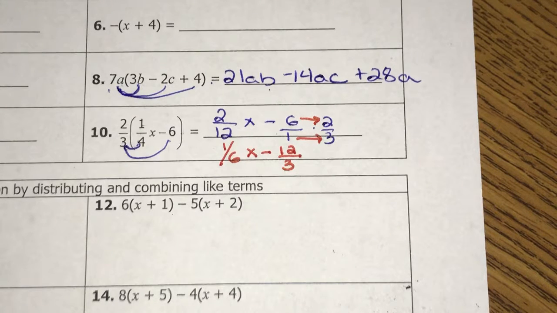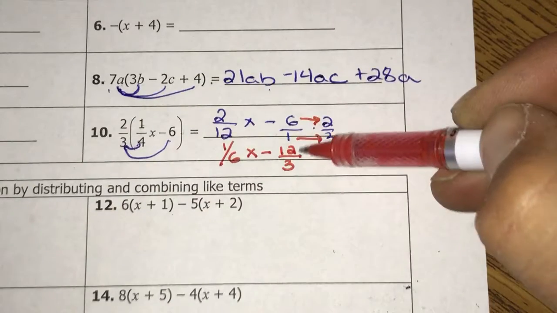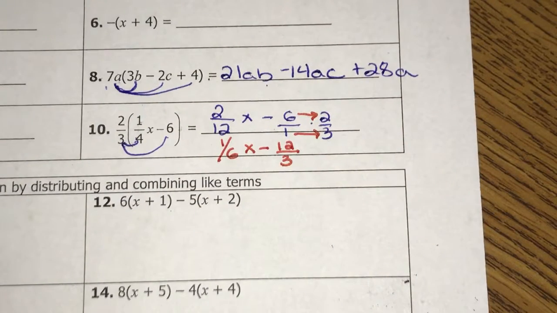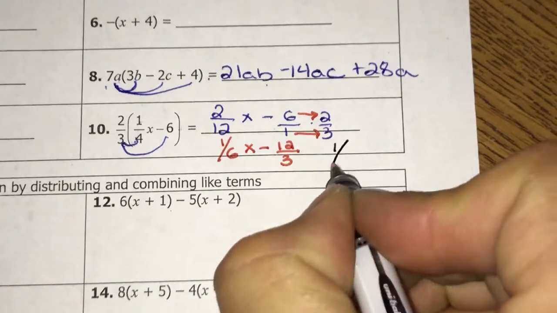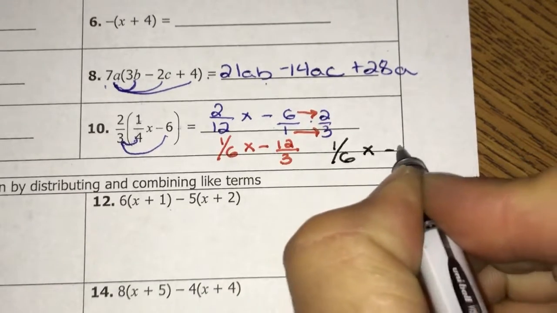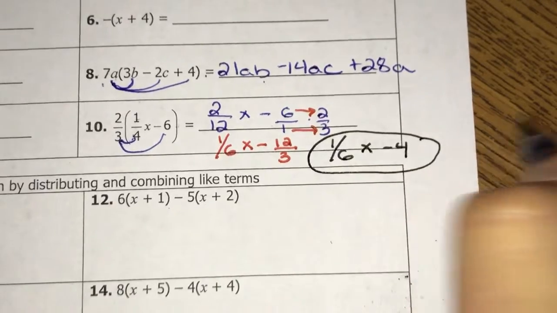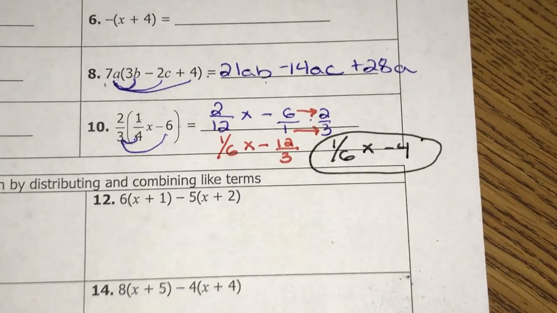And now if I can keep simplifying, I will. 12 divided by 3 is 4. So final answer here, after all that mess, would be 1/6 x minus 4. Try to circle your final answers today.